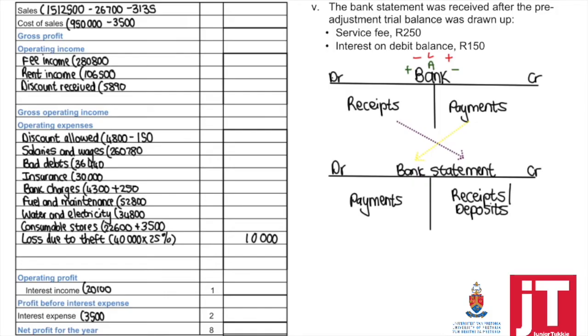Debit means payments were made. If you look at your bank statement, a favorable bank balance will always appear on the credit side, unfavorable on the debit side. So when it says interest on debit balance, that means it is an interest expense. It was interest on bank overdraft. So this will be added to your interest expense.